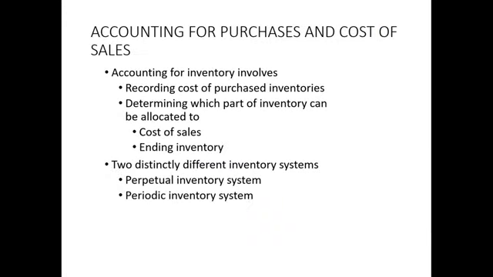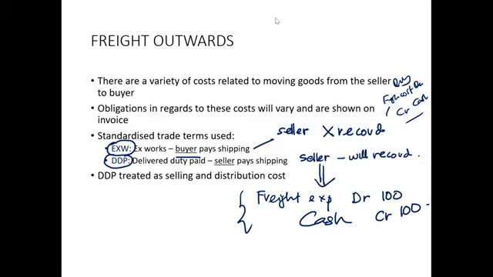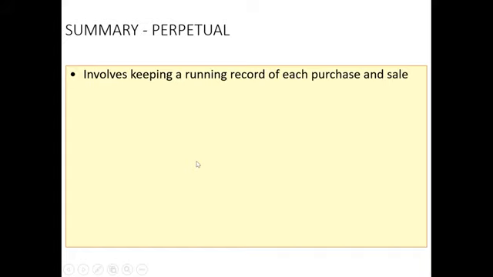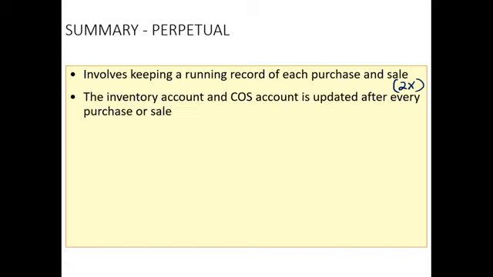Okay. So accounting for purchases and cost of sales: this is for if you are using a different method, which I call the periodic system. We need to record in a different style. We don't maintain our inventory and also our cost of sales. So for perpetual, this is the summary. It involves keeping a running record of each purchase and sale. For every purchase and sale, you need to record the inventory and the cost of sales.